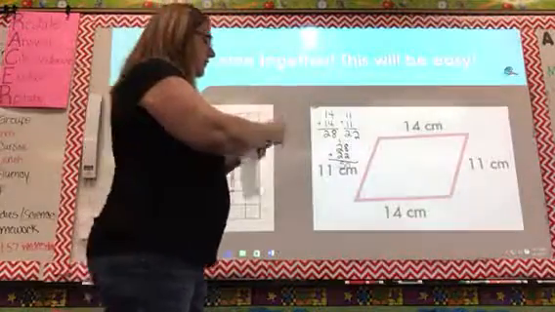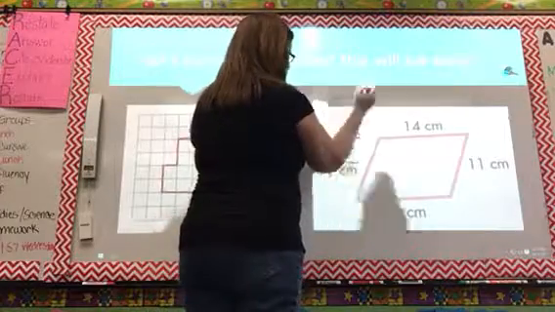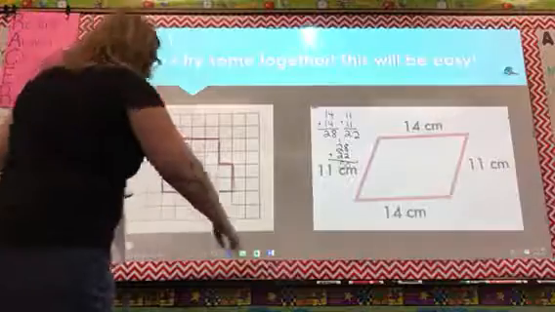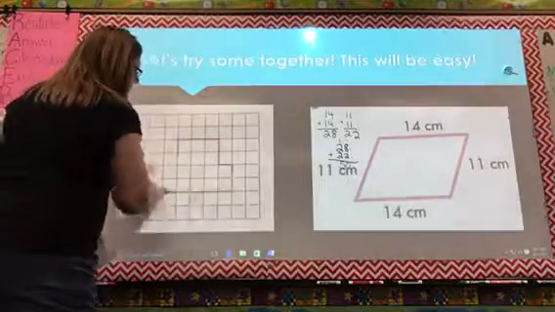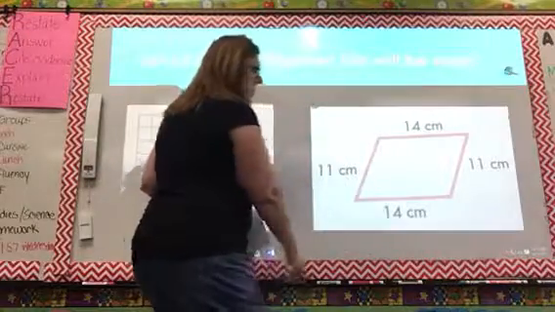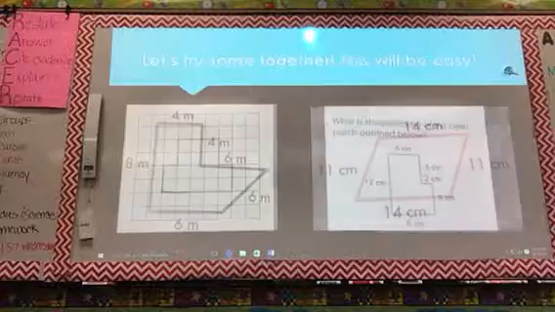So for number 2, you should have written perimeter equals 50. Okay? Did you get those right? If you didn't, do you understand what you did wrong? Remember, that's the most important part, right? All right, let's move on.